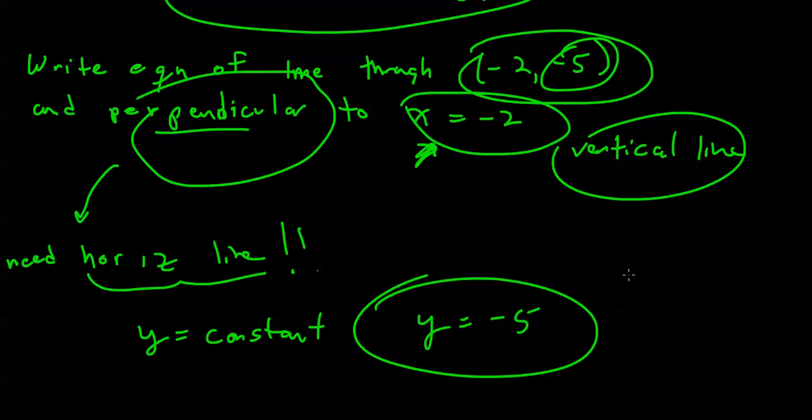Alright, so we're done. Really no algebra needed, just an understanding of the concepts. This is my horizontal line perpendicular to x equals minus 2 through the point (minus 2, minus 5). Okay?